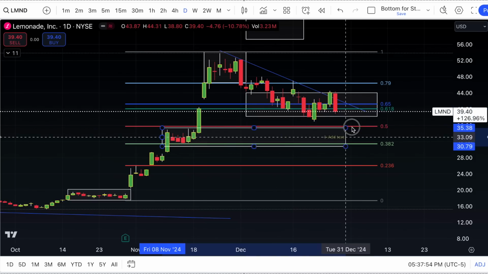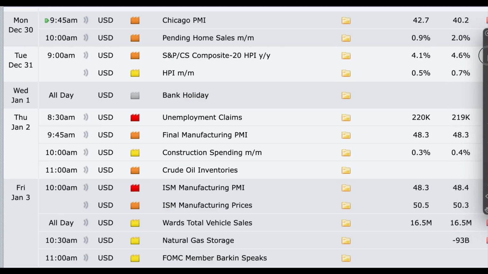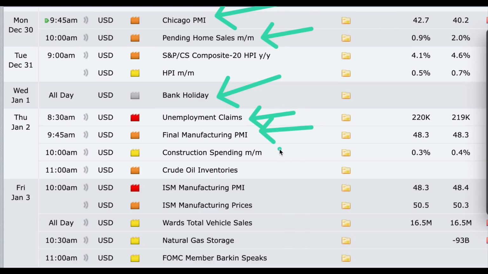Now, as far as economic data, we got Chicago PMI on Monday, pending home sales month over month. Tuesday, I wouldn't really worry about too much. Wednesday, we're closed. Happy New Year's. Thursday, unemployment claims, final manufacturing PMI, construction spending, crude oil inventories, and then Friday, ISM manufacturing prices. And then, of course, one of the Fed speakers will talk and run their mouth. And so it'll be another fun week.